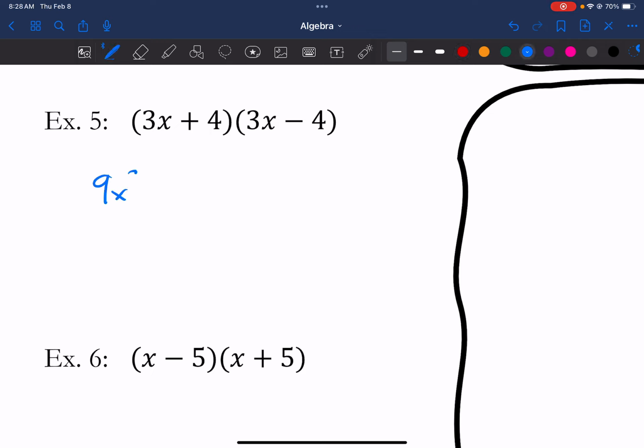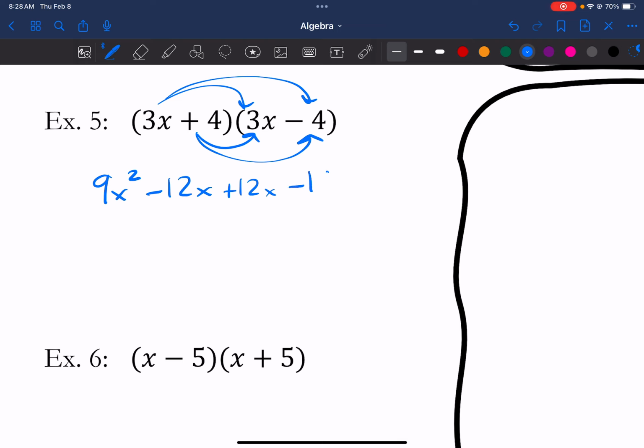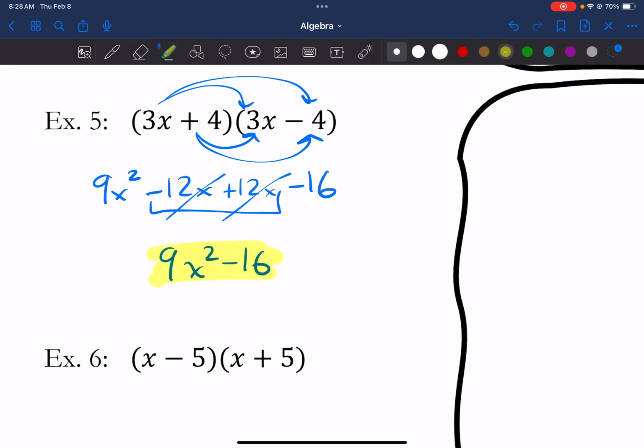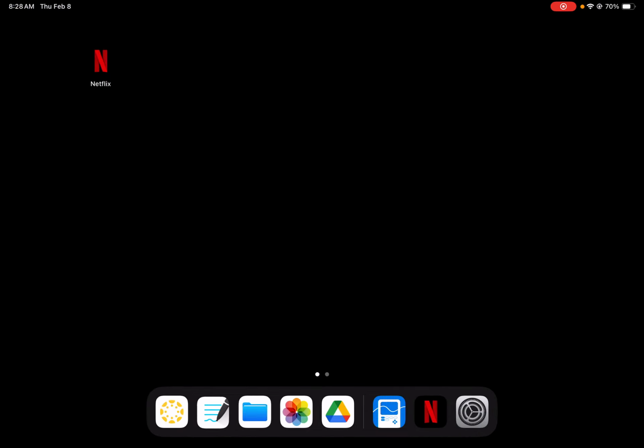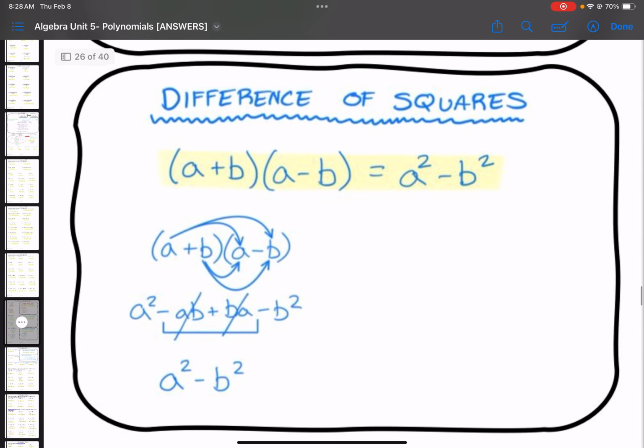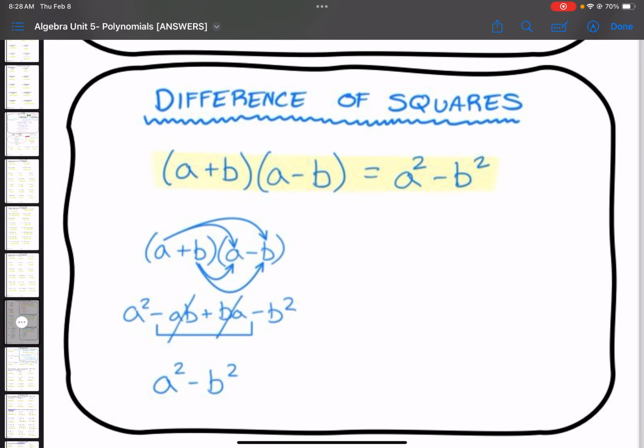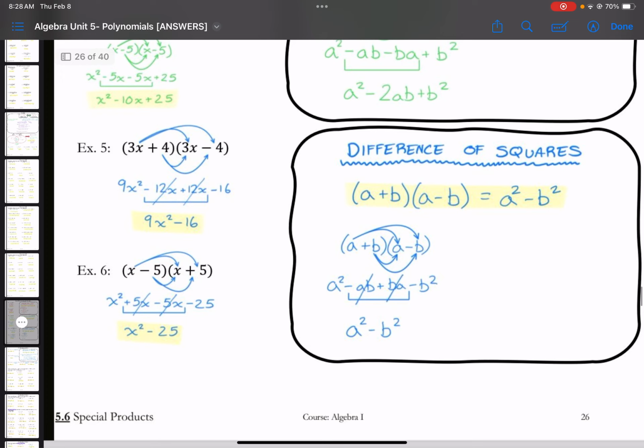So we get 9x squared. We get negative 12x, positive 12x, and a negative 16. When I go and simplify this, I'm just left with this because these cancel out. Okay, this is a rule that you can follow, and this is difference of squares. I'm going to show you the notes for this, and then I want you to apply it to example number 5. Go ahead and pause the video. Once you've taken the notes, take a look if your answer is correct for example number 5 and 6. Sorry, you're going to try number 6, so right, we got x squared minus 25.